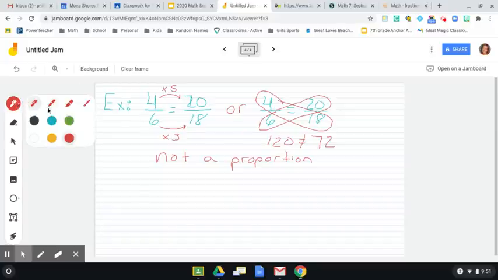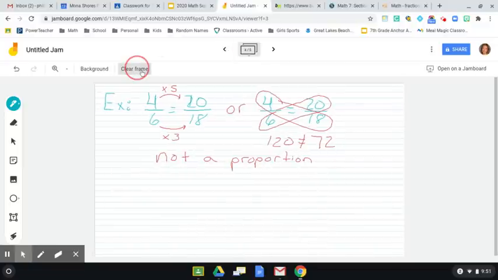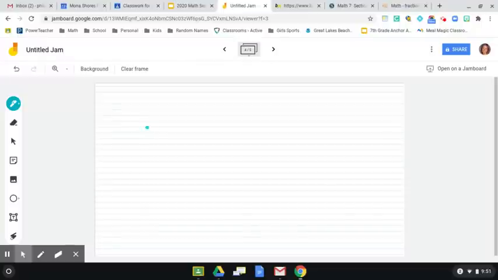So I'm going to list some more problems here. And I'm going to give you quite a few to practice. So as I write these in, you're going to write them on your paper. And you're going to check if these are equivalent and if they are proportions.